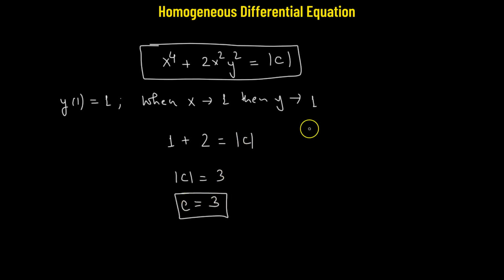So therefore, our final solution is given by x raised to the power of 4 plus 2 times x squared y squared equals 3. So this is the required solution to our given differential equation.